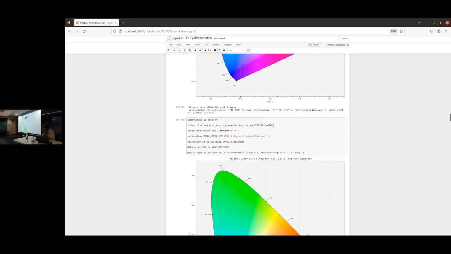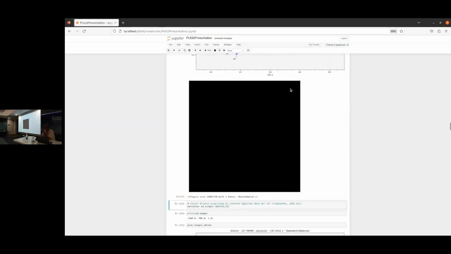Okay, let's make it 0. Equal energy white, where equal energy is, well, 0 or very small. It looks more like black, you know.